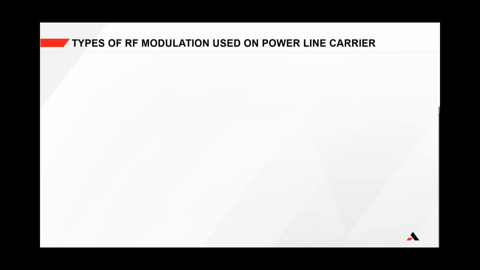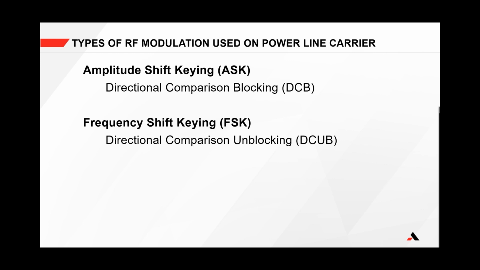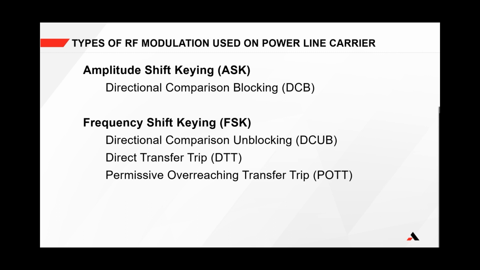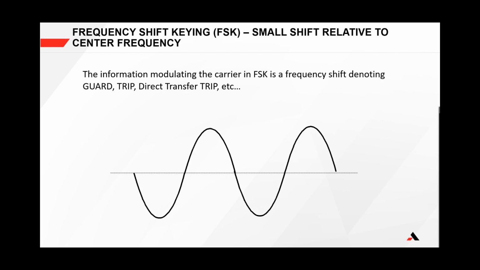There are two major modulation types used by power line carrier: amplitude shift keying, ASK, and frequency shift keying, FSK. Amplitude shift keying is used by blocking systems, and you can watch my checkback videos for more information. FSK is used on schemes such as directional comparison on blocking, direct transfer trip, and permissive overreaching transfer trip. FSK schemes continuously transmit. The main program frequency is shifted by a small amount depending on the FSK mode programmed. The shifted frequency that is being transmitted determines if the signal is guard, trip, direct transfer trip, etc.